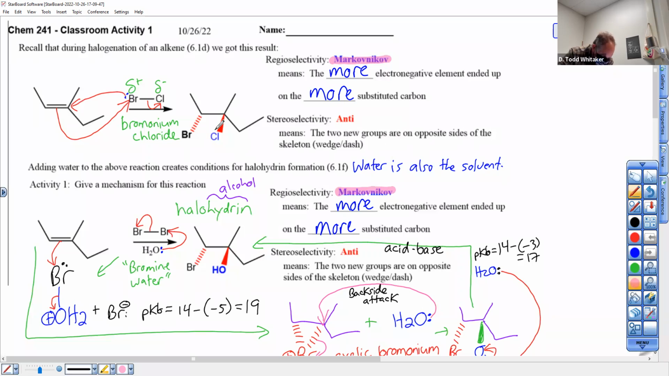Wedge dash is the best way to do it. Same story down here. The two new groups are here and here. Opposite sides of the skeleton, wedge dash. And I believe we've accomplished everything we set out to accomplish. And there we go.